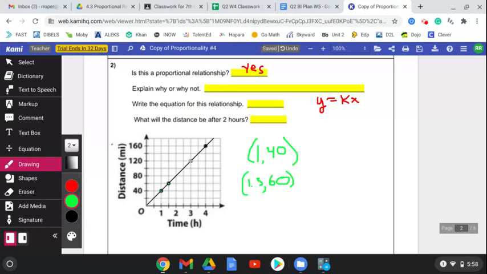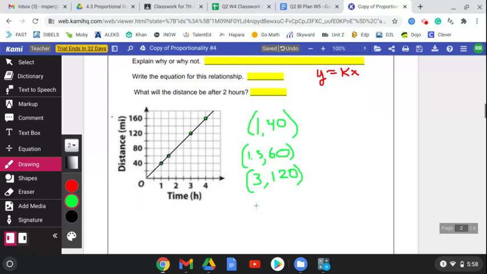Okay, this point right here is the point 3, 120, right? I would go right 3 and up 120. So that's the point 3, 120. And this point is the point 4, 160. I would go from the origin, I would go right 4 and up 160. Okay, now remember, in an ordered pair, the first number listed is your x value, and that is your y value. And so if I take all of my y's and divide them by my x's, I will get my k, my constant of proportionality.